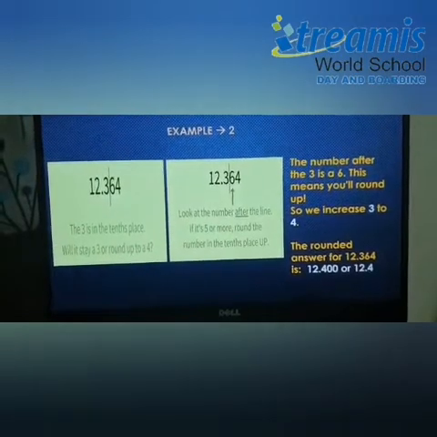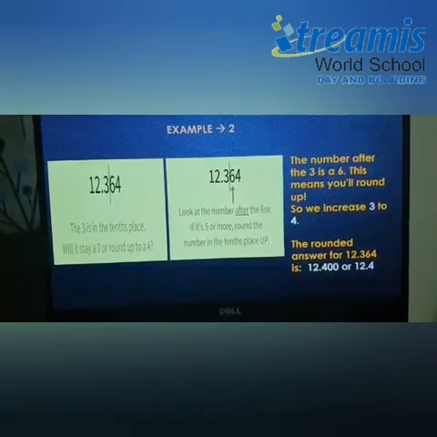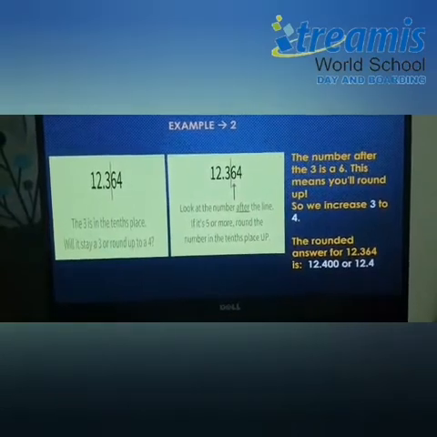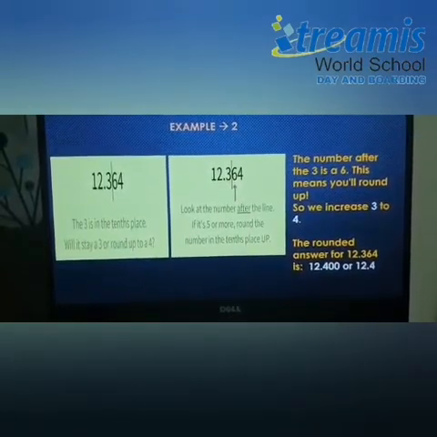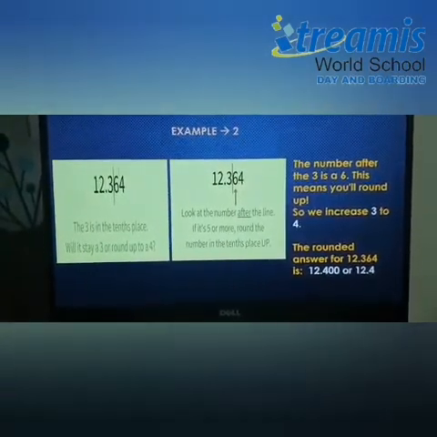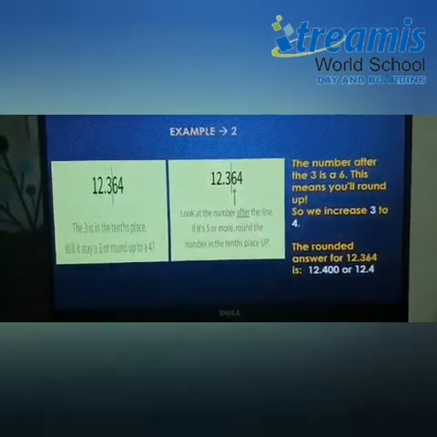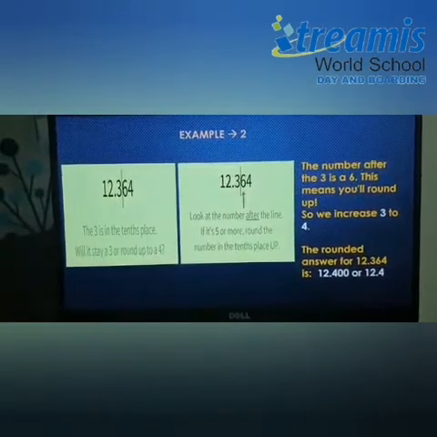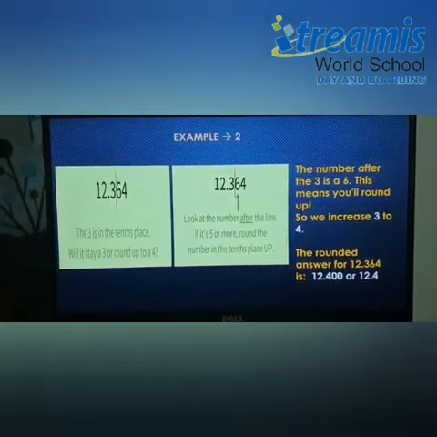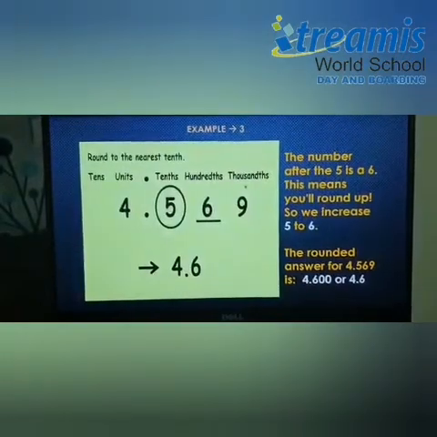Now the next example, 12.364. The 3 is in the tenths place. So let's see, will it stay a 3 or round up to a 4? Now look at the number after 3. If it is 5 or more, round the number in the tenths place up. Since the number after the 3 is a 6, this means you will round up. So we increase 3 to 4. The rounded answer for 12.364 is 12.400 or 12.4.